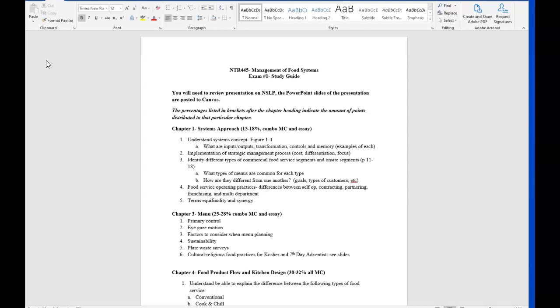And then for the cultural religious food practices, you'll need to zone in on kosher and Seventh-day Adventist. We didn't review these in class, so you'll need to see the slides and review that on your own.